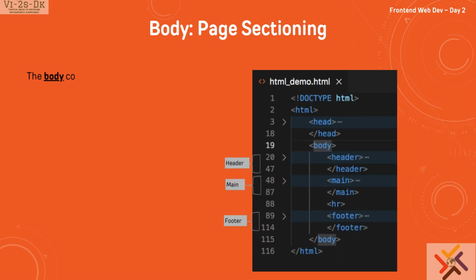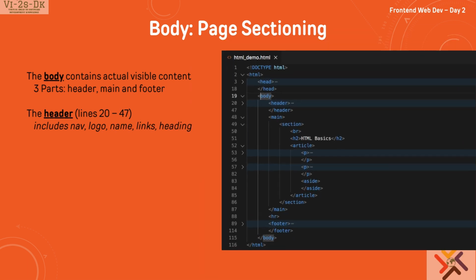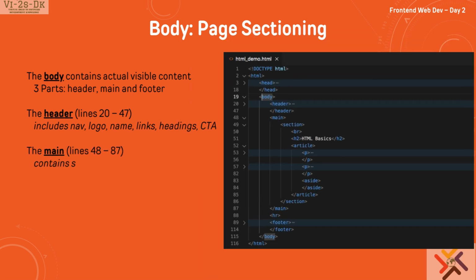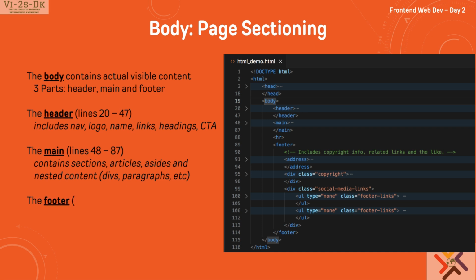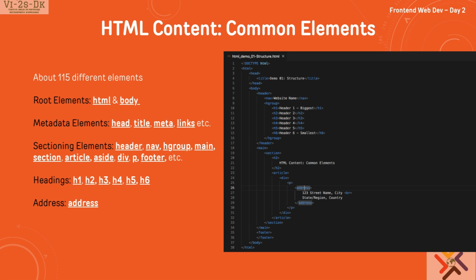The body of the HTML document contains three major parts: the header, the main, and the footer. The header has information about links, calls to action, logos, navigation, and so on. The main section actually contains the content of your web page. You could have articles, sections, paragraphs, and so on, while the footer includes stuff like copyrights and other links to other pages.